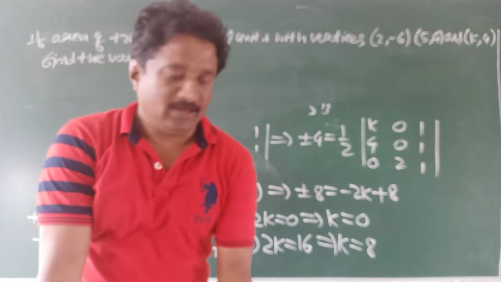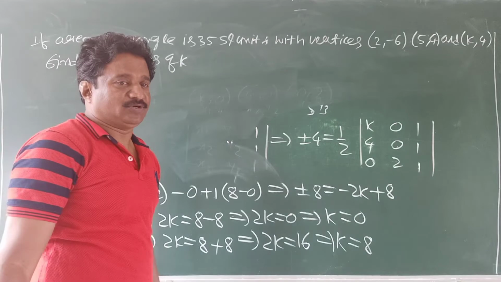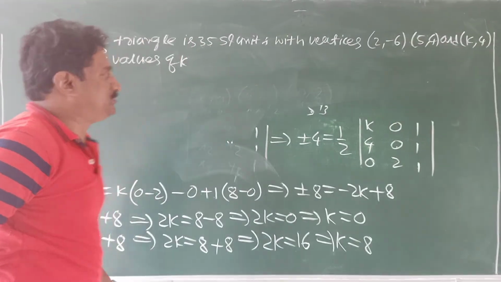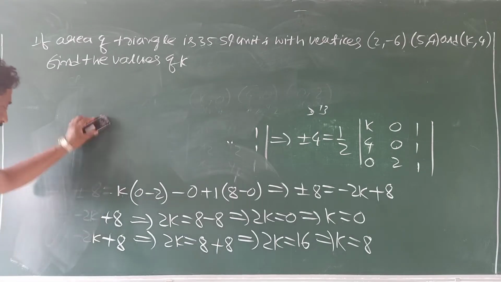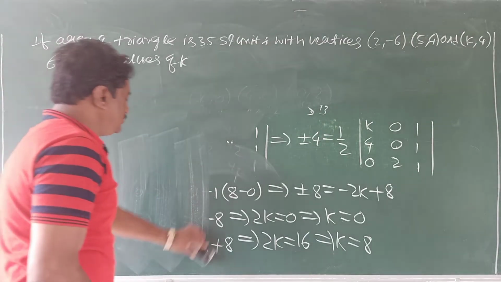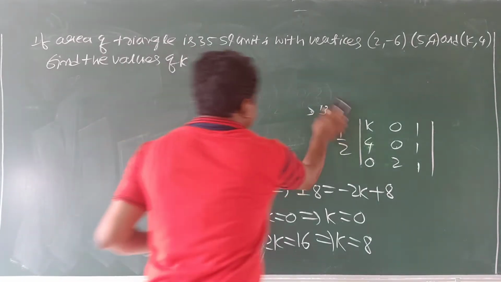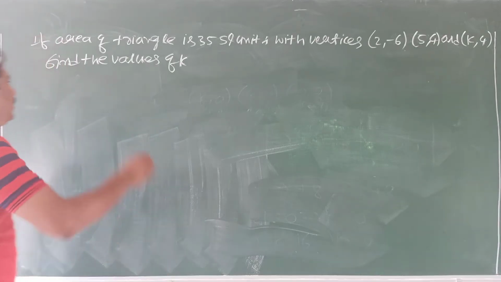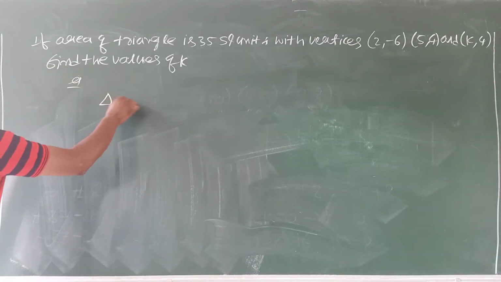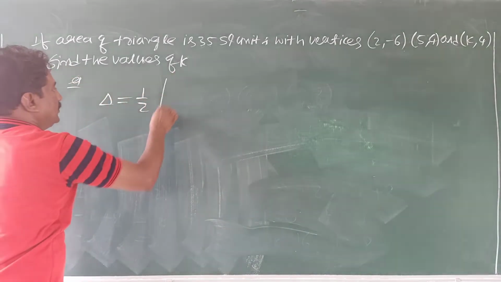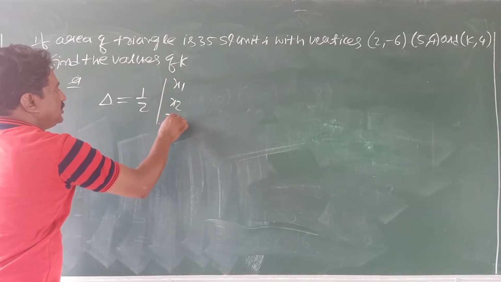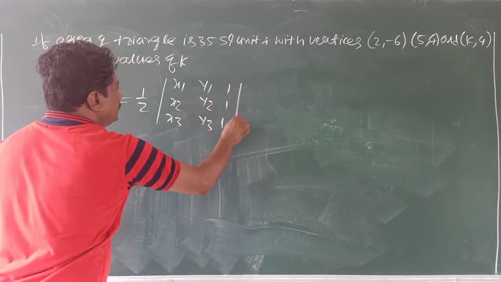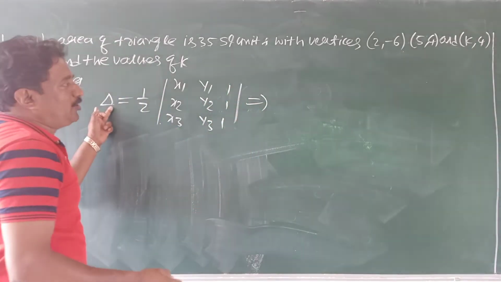You people are able to solve this type of questions. So now, let us minimize the number of steps. It is easy. Minimize the steps. Right. I write the area formula directly. Delta equals half into the determinant of x1, y1, 1; x2, y2, 1; x3, y3, 1. That implies substitute for the delta value.